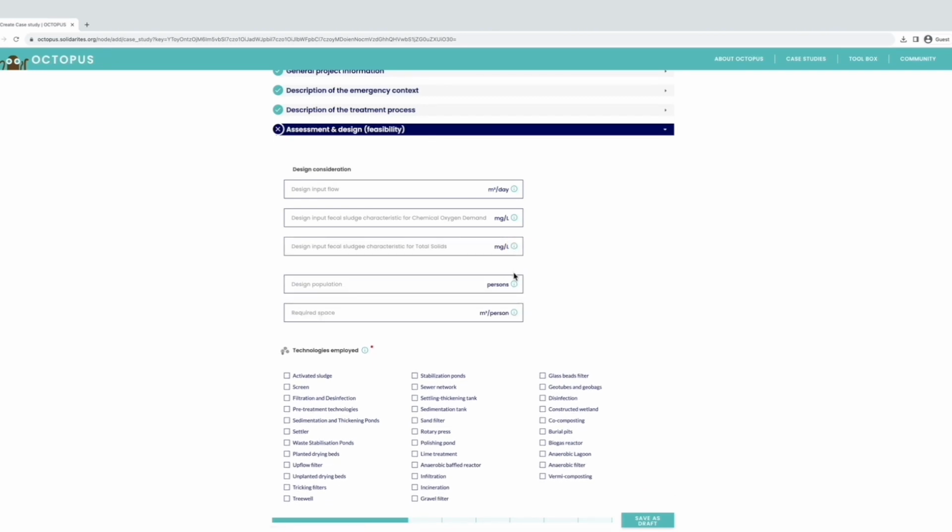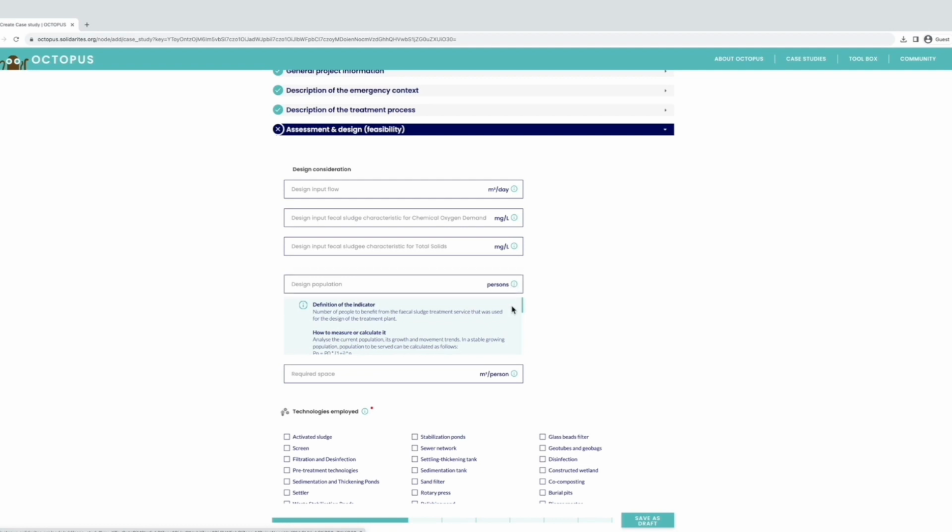Next, we enter the population the treatment plant is designed to serve. If not exactly known, it can be estimated following the methodology provided by clicking the green information icon within the text input box.